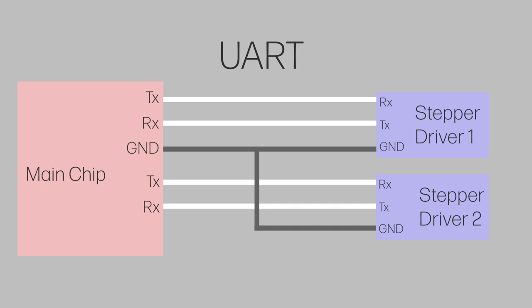But because it's one-to-one, you have to have a new transmission and receive for every single chip. Whereas the ground can be common between all of them because it's just a reference voltage, so they're all communicating at roughly the same voltage.